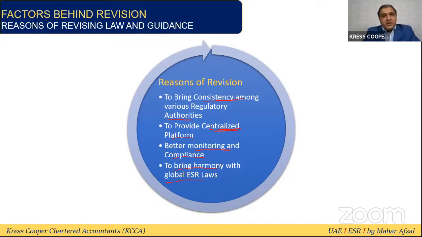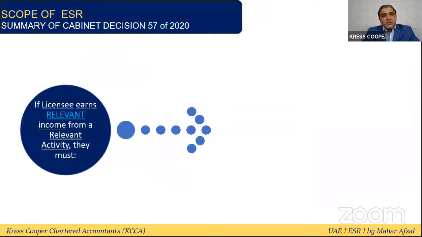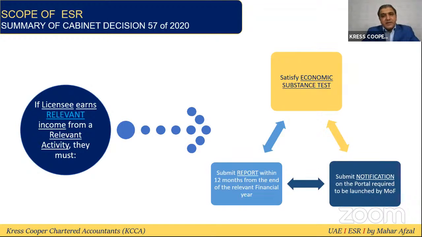So these were the major factors. Due to this, ESR related law and guidance were revised. Scope of ESR: if I'm saying what is ESR at a very high level, I'll say if the licensee earns income from the relevant activity, they must satisfy the economic substance test first. Second, they need to submit the notification, and third, they need to submit the report as well. These are the three key requirements, and this is economic substance regulations.